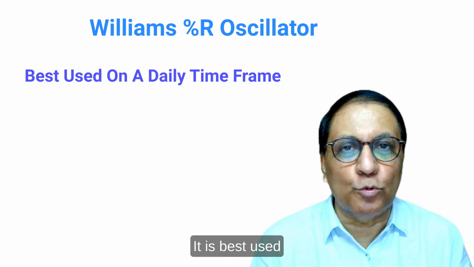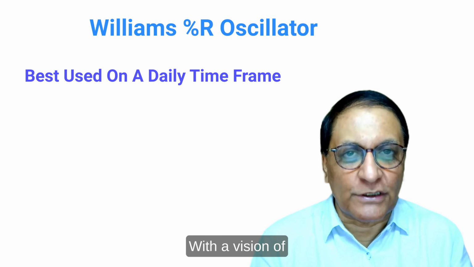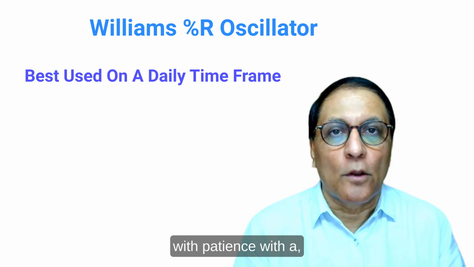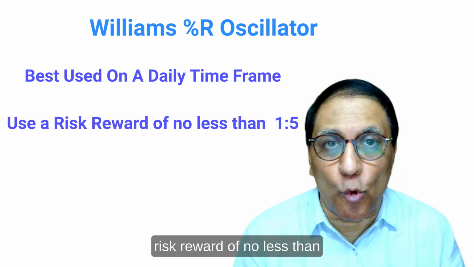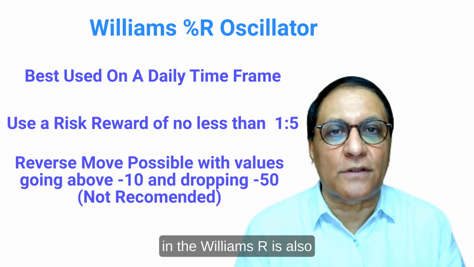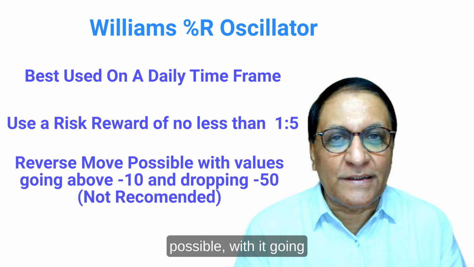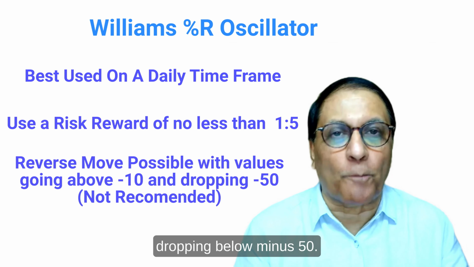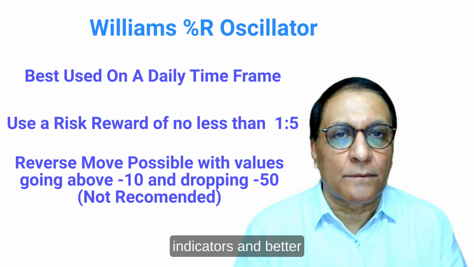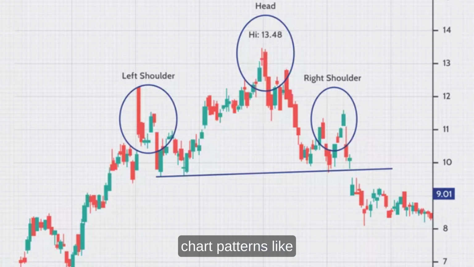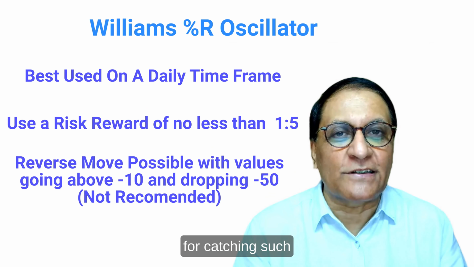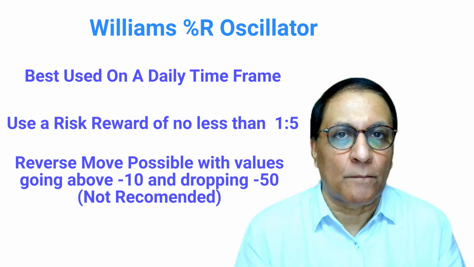It is best used on the daily time frame with a vision of holding trades for a longer period of time with patience, with a risk reward of no less than 1:5. The reverse move in the Williams R is also possible, with it going above -10 and then dropping below -50. However, there are better indicators and better chart patterns like the head and shoulders or the descending triangle, which are available for catching such steep falls and crashes.